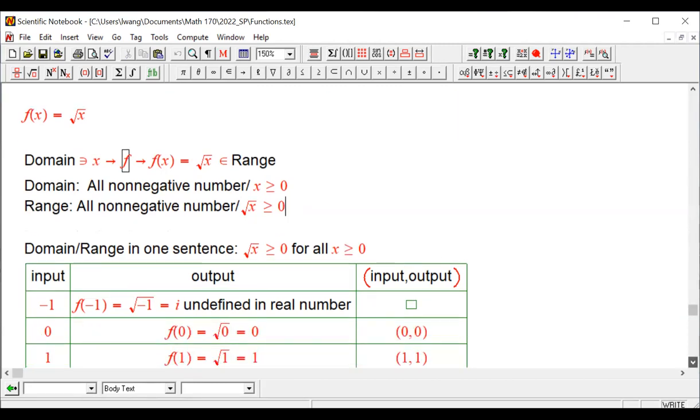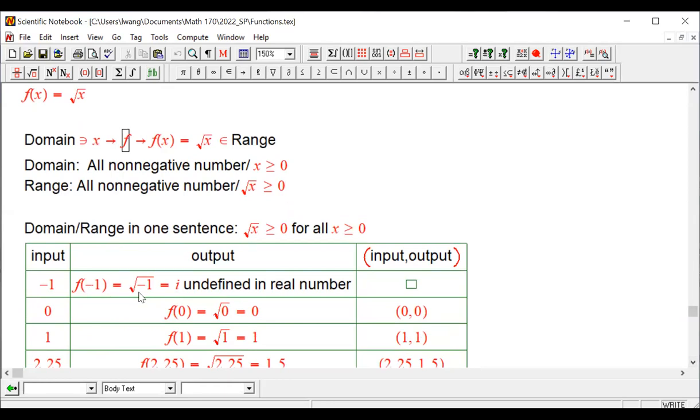And then you say, how about negative numbers? Could I take the square root of a negative number? Yes, you can take the square root of a negative number, for sure. But you're out of the real number category.